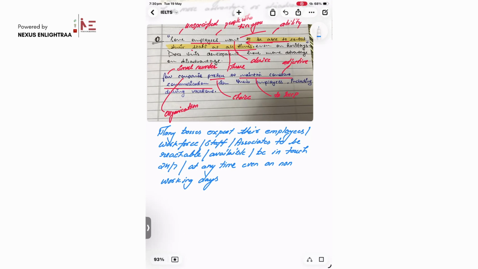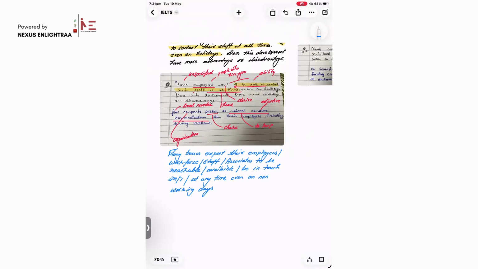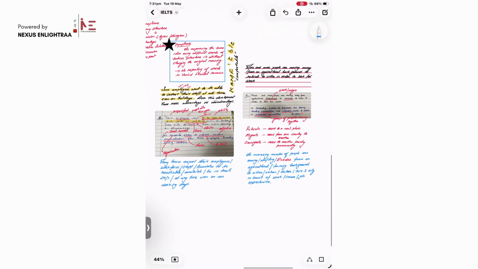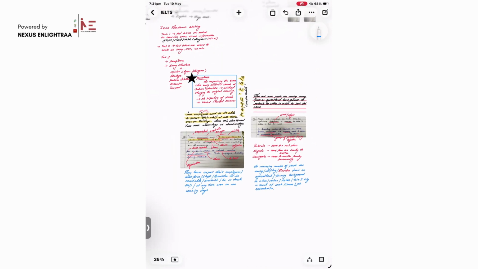Sir, for like at all times, can we also say non-stop or round the clock? Round the clock, you can say round the clock. Round the clock is more appropriate because we're talking in terms of time here. So more appropriate would be round the clock. All right. Got it, sir. This is what your paraphrasing is.